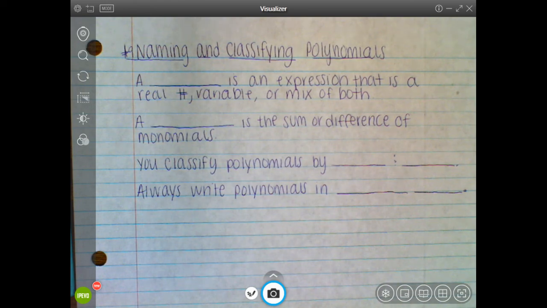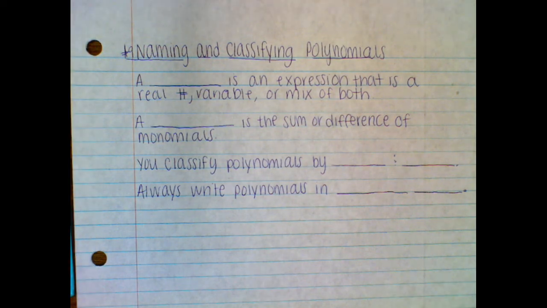Okay, so today's lesson is on naming and classifying polynomials. This is your first lesson of this unit. So what we're going to do is fill in some of the blanks on these vocabulary terms that you need to know for this unit. There is a lot of terminology today, so it's important that you make sure you pause just to make sure that you have everything down.